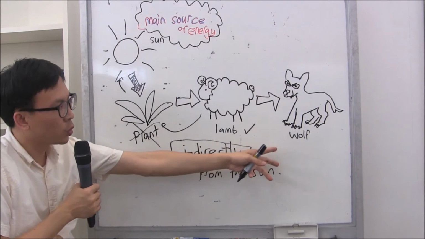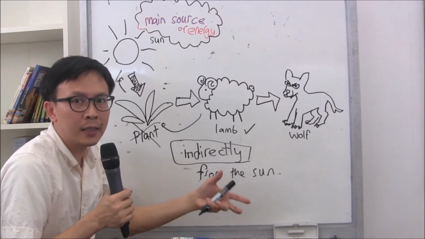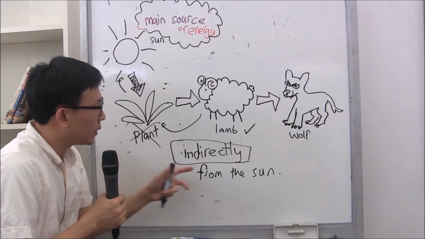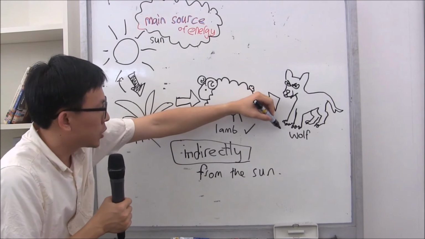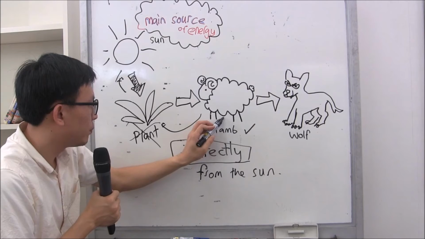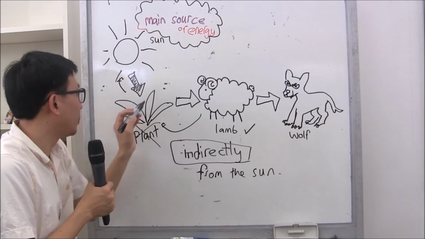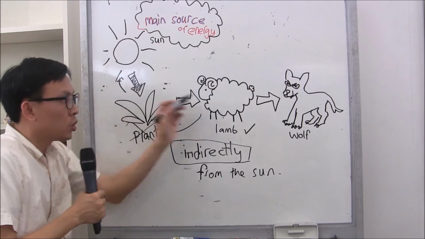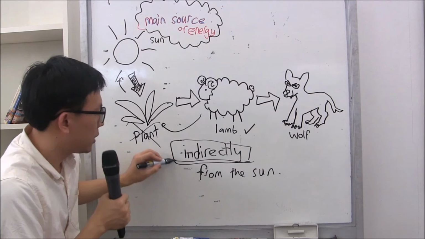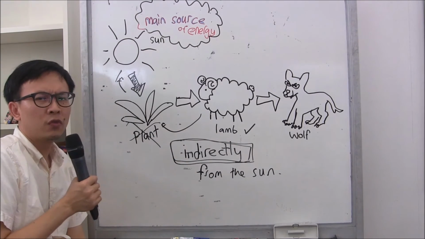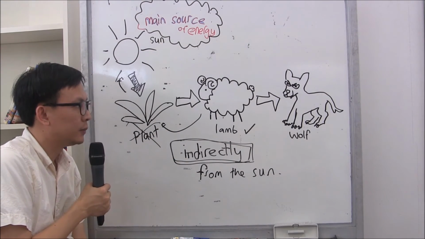Likewise, it goes for the wolf. The wolf indirectly gets the energy from the sun, because the wolf gets the energy from the lamb. Lamb gets the energy from plant. Plant gets energy from sun. So the wolf indirectly gets energy from the sun.